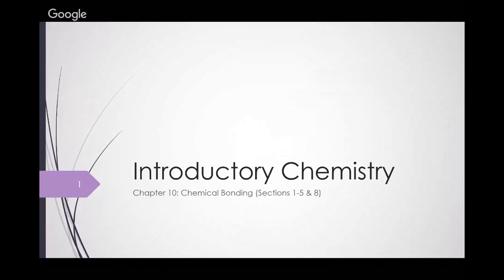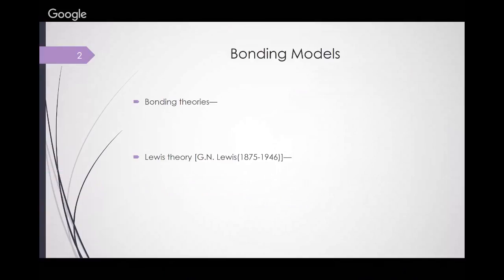Chapter 10, Chemical Bonding. So there are different types of bonding theories which explain why atoms bond to each other. Certain theories can explain the shapes that we see for particular molecules. Others can describe whether we would expect a molecule to be magnetic. But we're going to focus on Lewis' theory, which is looking at how atoms are going to share their valence electrons to form bonds.